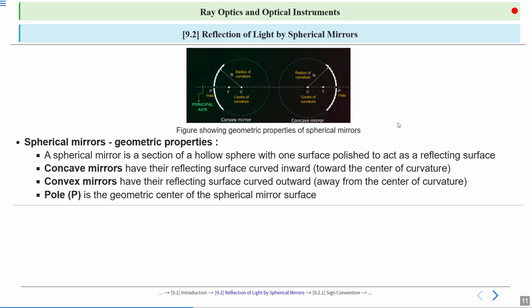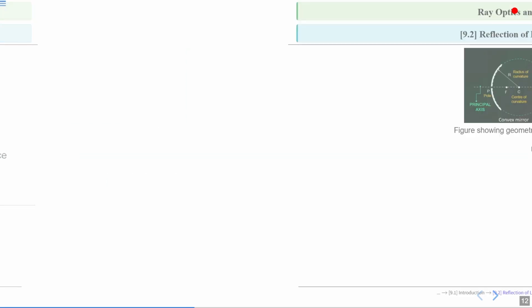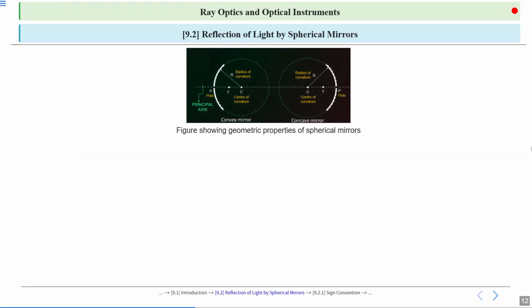Pole. What is the pole? It is the geometric center of the spherical mirror. So this is the mirror and its geometrical center is called the pole. It is given in the diagram. Now, what is the principal axis? It is a straight line joining the pole to the center of curvature, and then extended on both sides. This is the principal axis of the mirror.